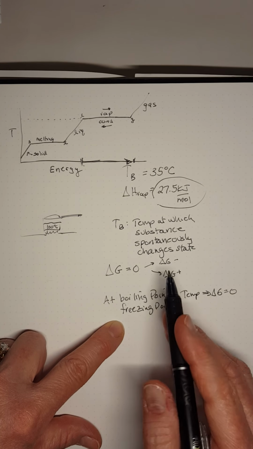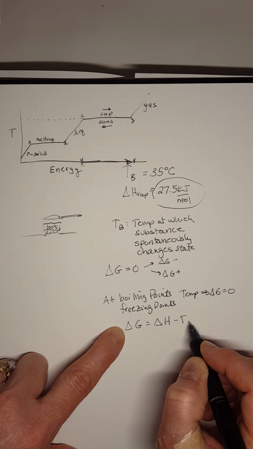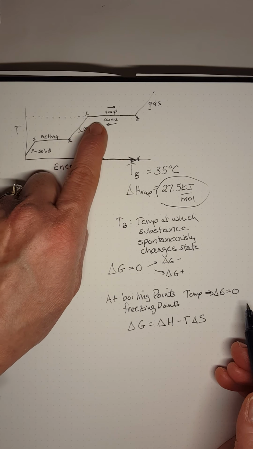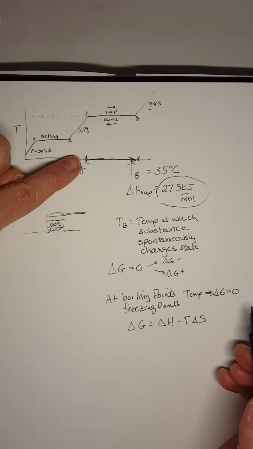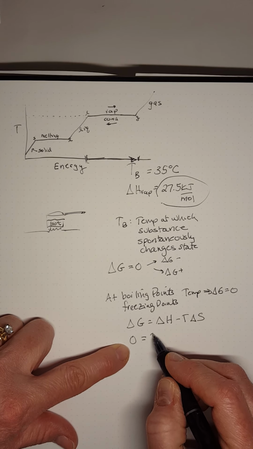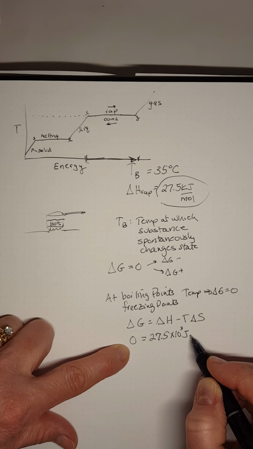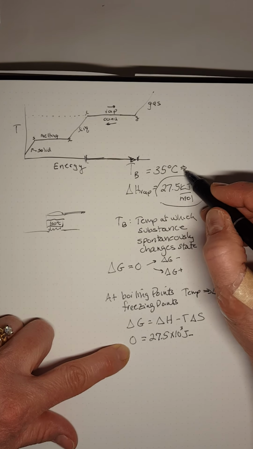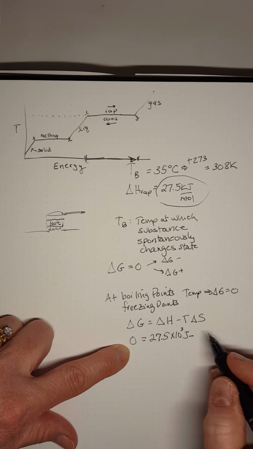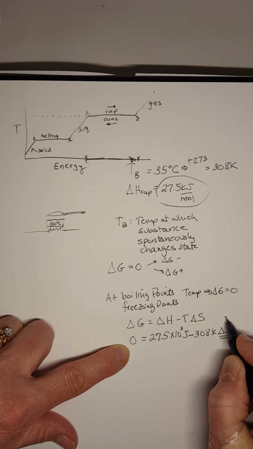And so we're going to figure out what delta S is using delta G equals delta H minus T delta S. Now, heat of vaporization. I'm going across my chart, I'm going to vaporize, I'm going in the positive direction. I'm adding energy, so that's an endothermic process. So we're going to say 0 equals 27.5 times 10 to the 3 joules, because I want it in joules, minus 35 degrees Celsius. That needs to be Kelvin, so I add 273, and that's 308 Kelvin. So minus 308 Kelvin times delta S. And that's what we're looking for.